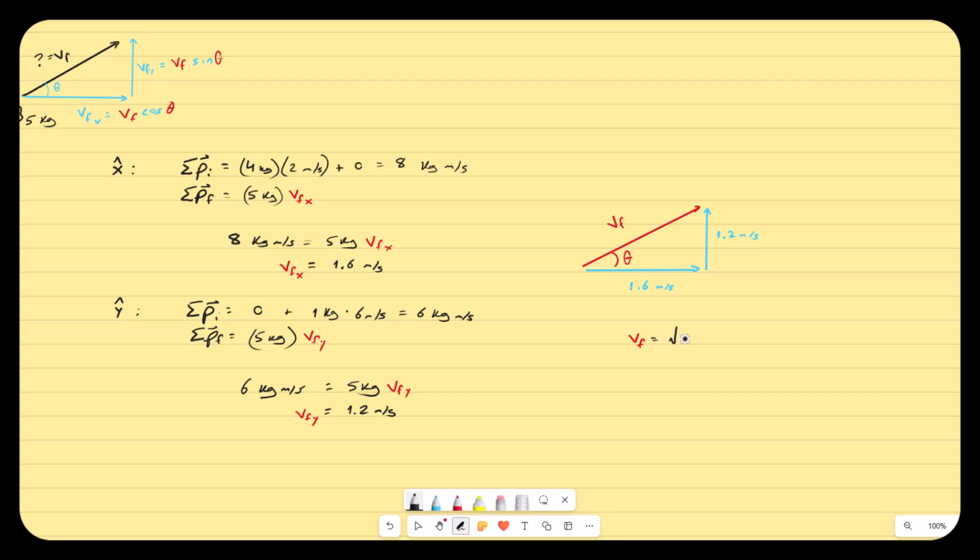So v final is going to be the square root of 1.2 meters per second squared plus 1.6 meters per second squared, which works out to be 2 meters per second. I would like my angle, and my angle will be an inverse tangent of 1.2 meters per second over 1.6 meters per second. That is 37 degrees. And I now have my answer. I know how fast I'm going after the collision. I know in what direction I'm going.